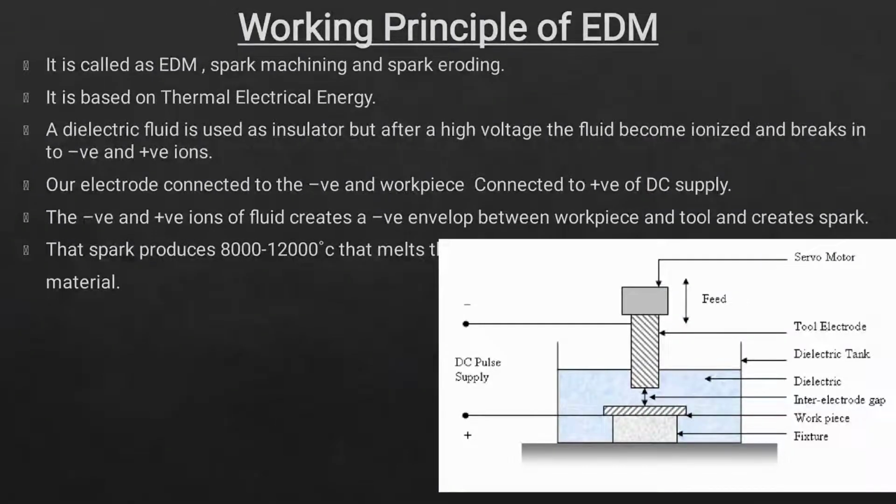Working principle of EDM. It is called EDM or spark machining or spark eroding. Why is it called spark eroding? Because using the spark it removes the material, so it is called spark eroding, and it is based on thermal electrical energy. Why thermal electrical energy? Using the electrical energy it creates the spark, and with the help of the thermal energy of the spark it removes the material.